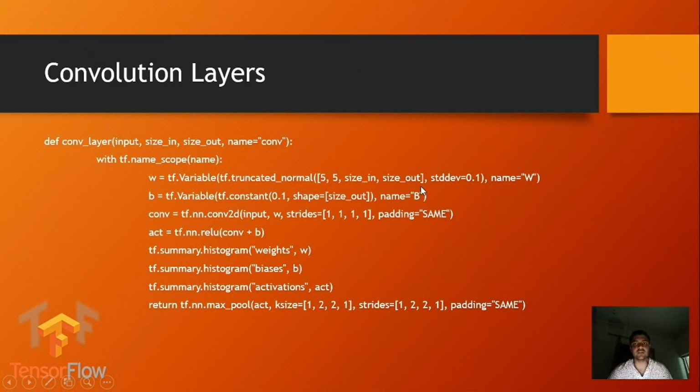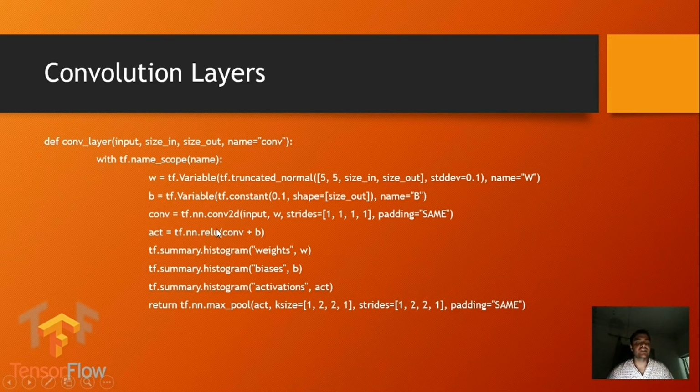Like here you have truncated normal 5, 5, size in, size out, so it's just a 4-dimensional array. So the weight variable will be a 4-dimensional array which has input size, output size, and 5 by 5. 5 by 5 is the size of the kernel. So a kernel is something that can be thought of as a window which has a stencil on top of it. That kernel would be going across the entire image. So it's just a small window that goes across the entire image, checking if that particular stencil is present in any part of the image, just to detect it.